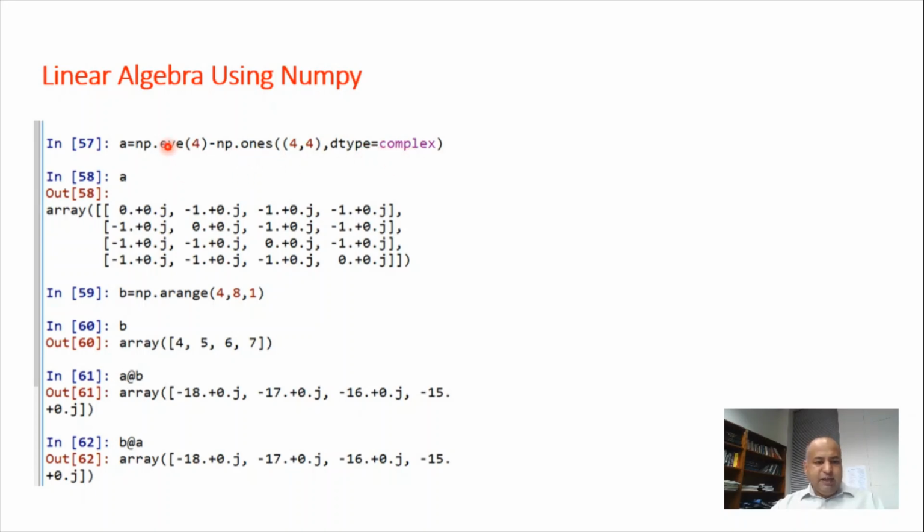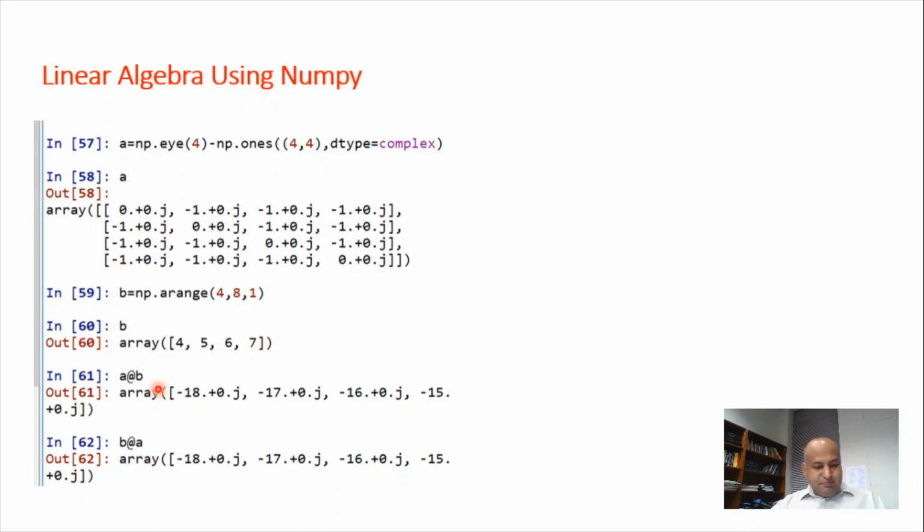So when I subtract from identity this array of 1, of course I get 0, 0, 0, 0 on the diagonal, and minus 1 everywhere else. Okay. Similarly, I can create a 1D array, let's say B, which goes from 4 to 7 with an interval of 1. So I have this 1D array of 4 elements: 4, 5, 6, 7.